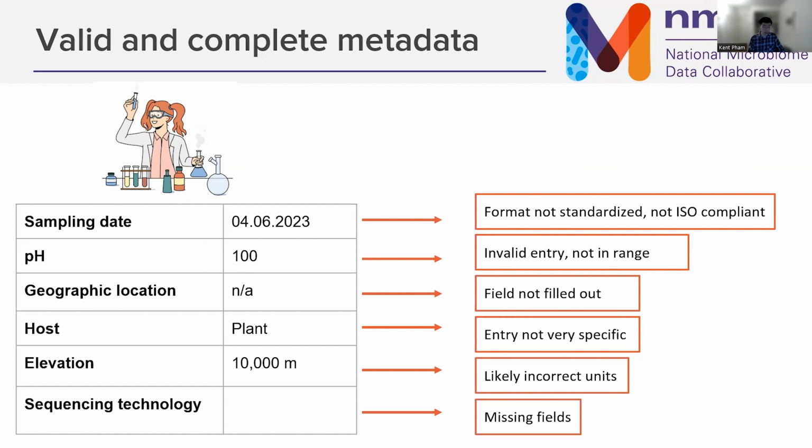Geographic location, they just left an NA, so that is a field that they just didn't fill out properly. Their host, they've listed as plant, and there are quite a bit of plants out there. A bit more information would have helped anybody trying to look this data set up. Elevation, 10,000 meters. This is probably the wrong units because that is really, really high, and I don't know of any experiments that are happening that high, unless you're trying to go to outer space. And then for sequencing technology, that is just a missing field, completely blank.